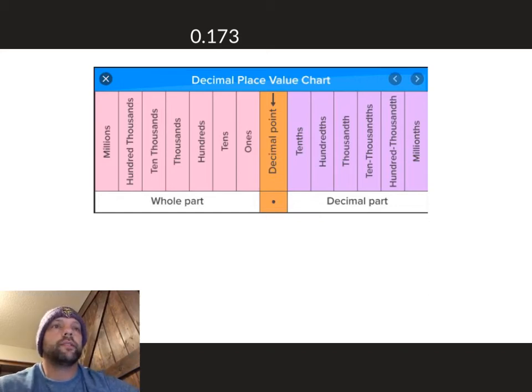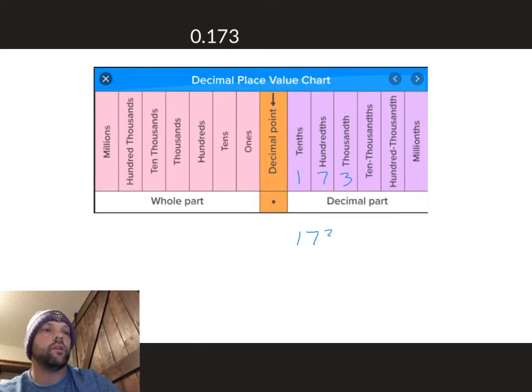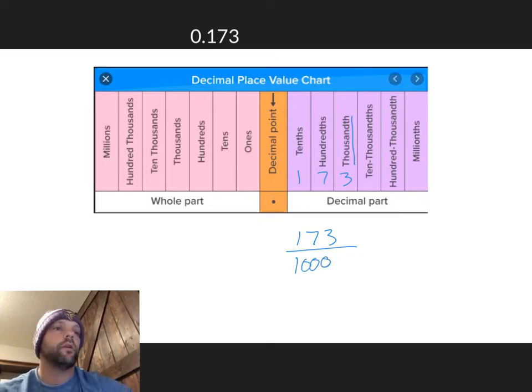Looking at our next example, we have 173 thousandths. So again, I'm just going to fill it in on my table here with what I know. And I have 173, so 173 is going to be my numerator. My denominator becomes what my last digit falls under, which is thousandths. So it's 173 over 1,000.